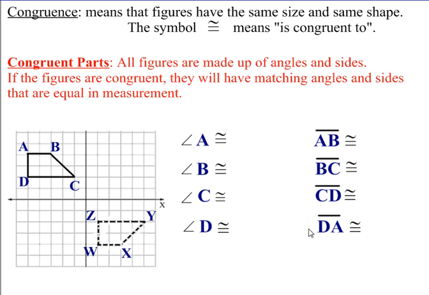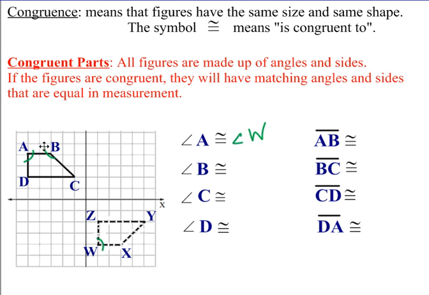Well, let's continue our discussion of congruence and look at two figures and talk about congruent parts. We know that all figures are made up of angles and sides. If the figures are congruent, then they will have matching angles and sides that are equal in measurement. So let's take a look at this quadrilateral here, ABCD, and we have another one over here, WXYZ, and we're going to talk about congruent parts. So this little corner here, A, if we were to relocate it and move it through transformations, would be congruent with angle W.